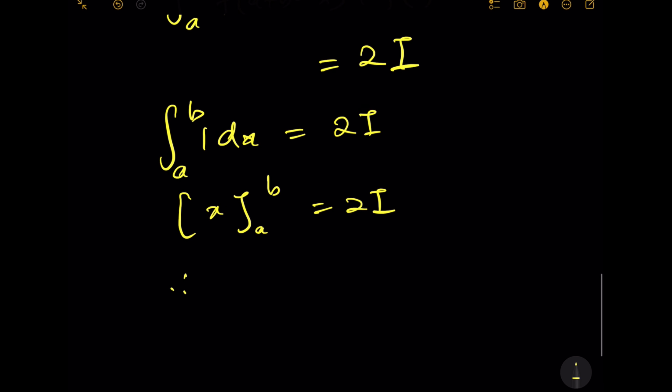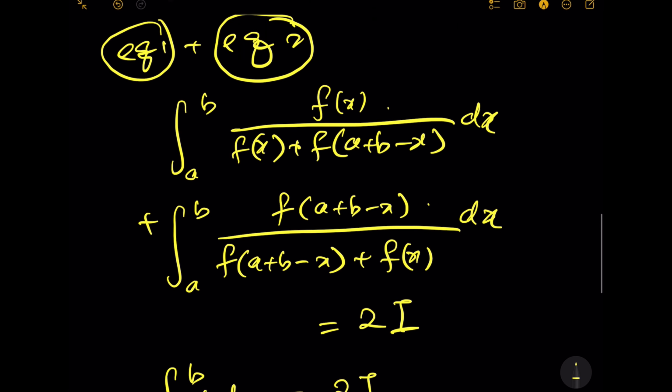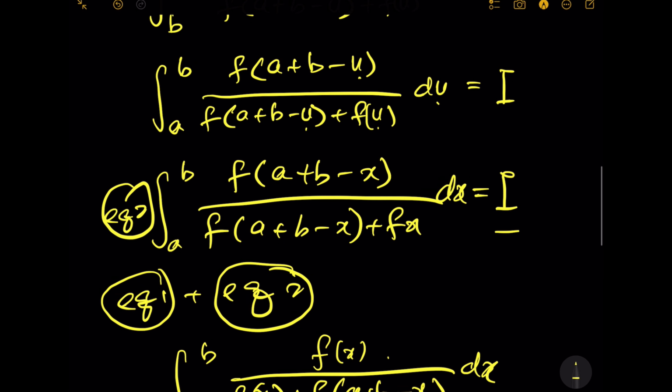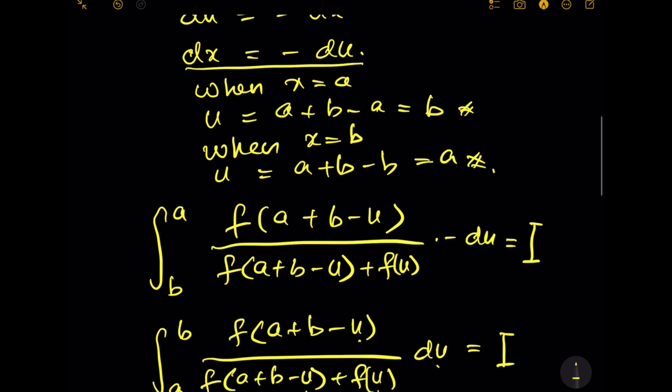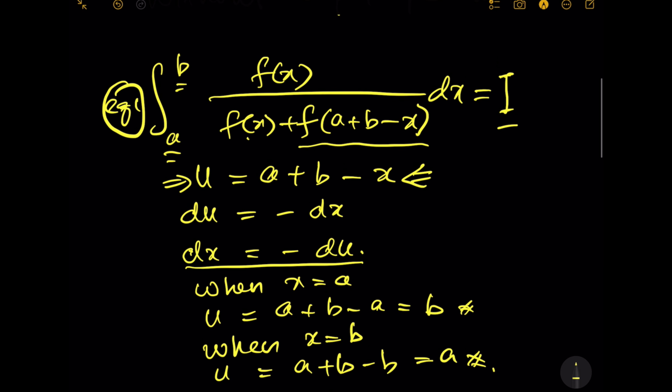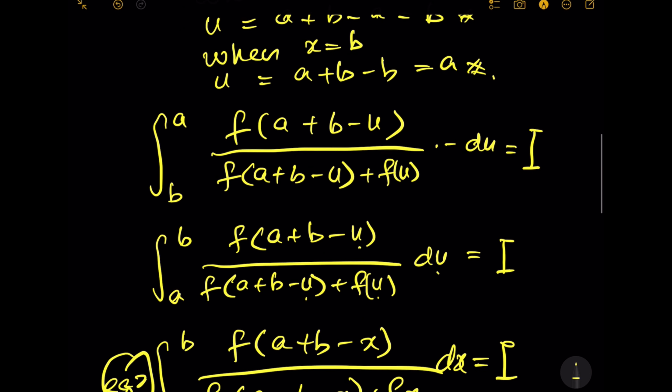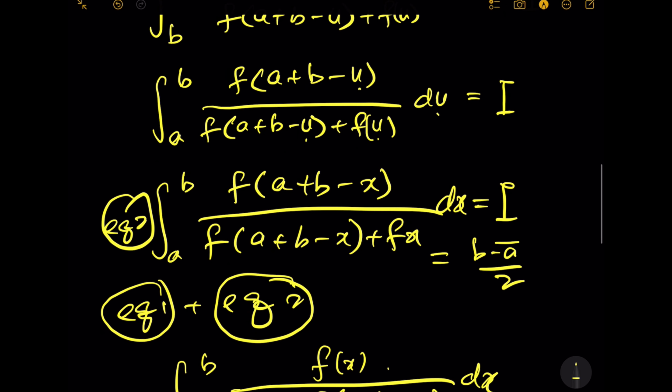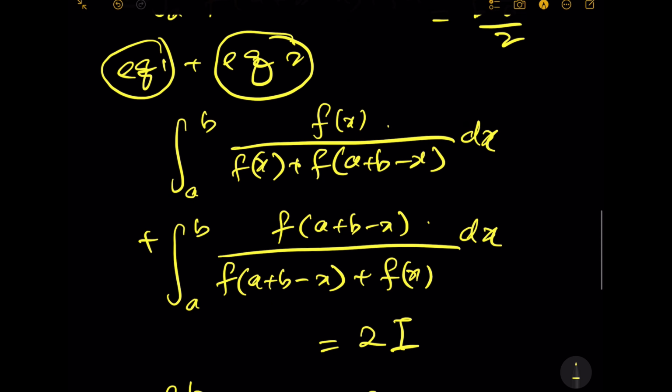Finally, we have I equals b minus a over 2, which means this answer is going to be useful here, equal to b minus a over 2, as well as here, equal to b minus a over 2. Both eq1 and eq2 are equal to b minus a over 2.